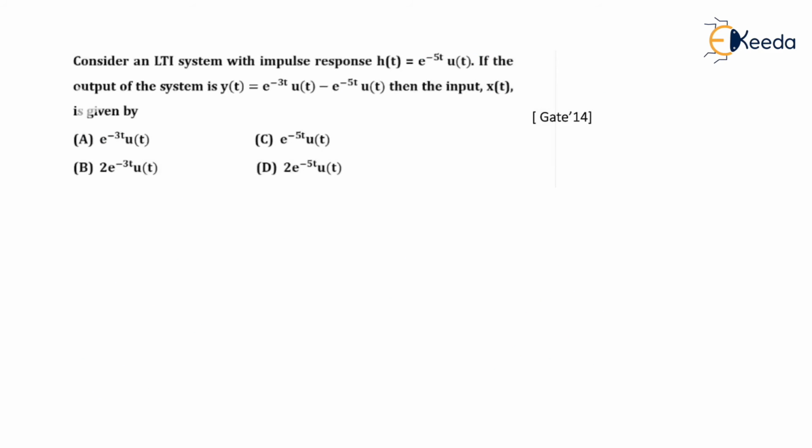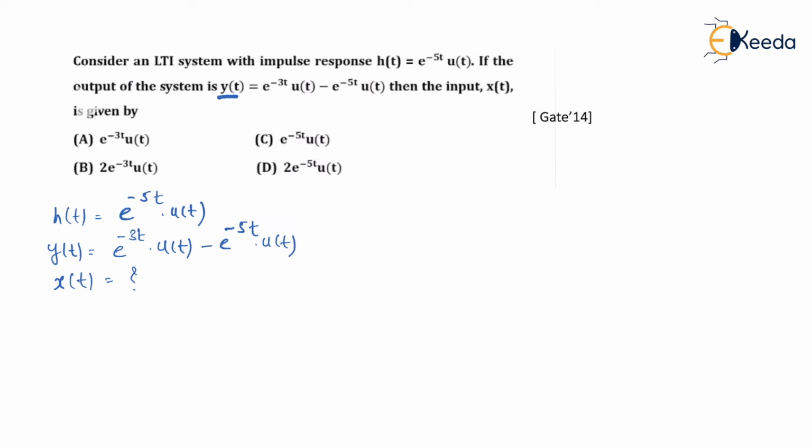So now this is our last question. Consider an LTI system with impulse response h of t equal to e to the power minus 5t u of t. So let us write impulse response h of t given. So what is it? It is e to the power minus 5t dot u of t. Fine. And output of the system y of t is given, which is e to the power minus 3t dot u of t minus e to the power minus 5t dot u of t, and they are asking you what is x of t.